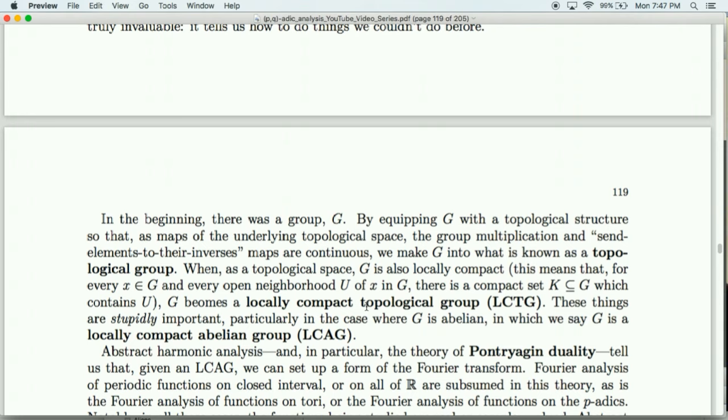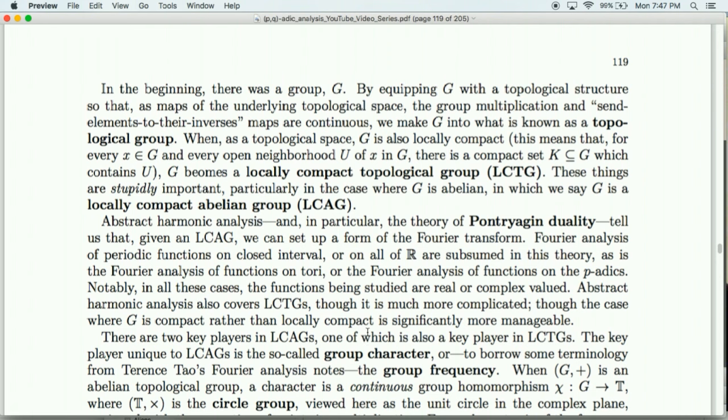Locally compact means, remember, that for every element x of G, there is an open neighborhood U of x such that some compact subset of G contains U. Locally compact topological groups are stupidly important, particularly in the case where G is abelian, in which we say G is a locally compact abelian group, LCAG. Abstract harmonic analysis, and in particular the theory of Pontryagin duality, tells us that given an LCAG, we can set up a form of the Fourier transform.